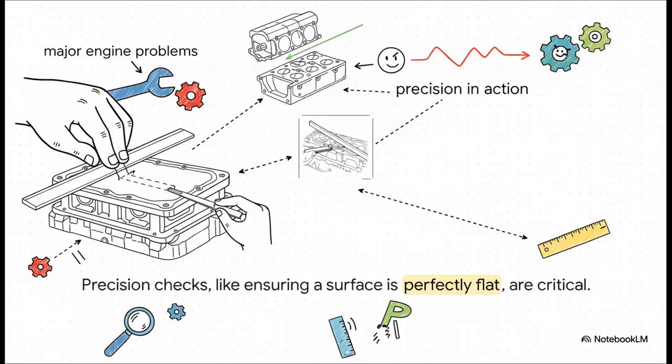Here's a perfect example of what I'm talking about. What you're seeing is a technician using a straight edge and a feeler gauge. What are they doing? They're making absolutely sure the surface of this engine's cylinder head is perfectly 100% flat. Because even a tiny, microscopic warp could cause a gasket to fail, and that leads to huge engine problems. This is what precision looks like in the real world.